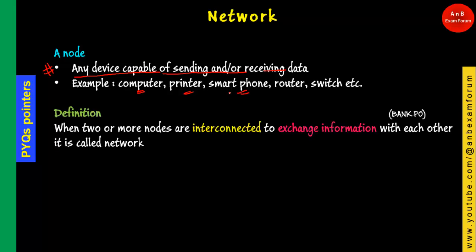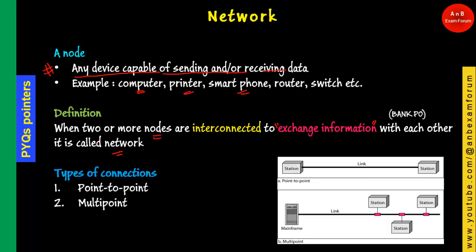Now let's see the definition of network, and this is commonly asked in the banking exam. When two or more nodes are interconnected to exchange the information with each other, it is called a network. Okay, so why is a network required? To exchange the information. When two devices are communicating with each other, it means they are exchanging some sort of information. And when two or more nodes or devices are interconnected, it becomes a computer network. Understood?